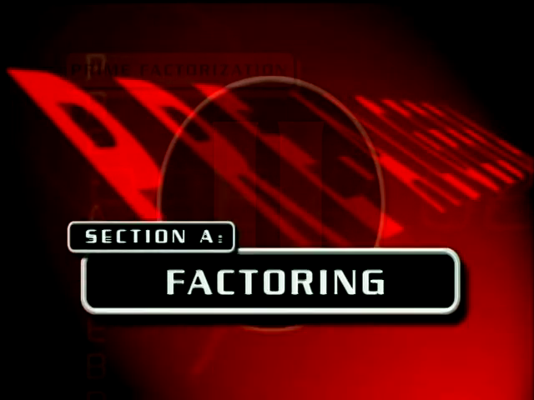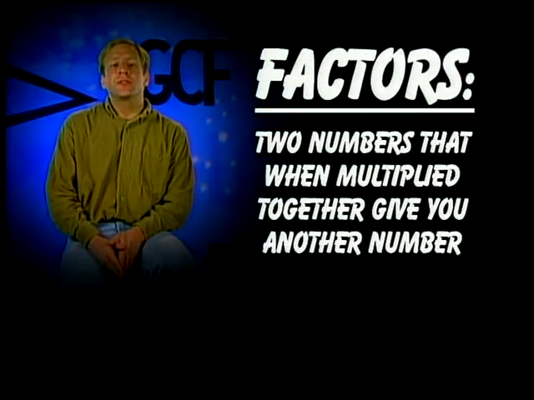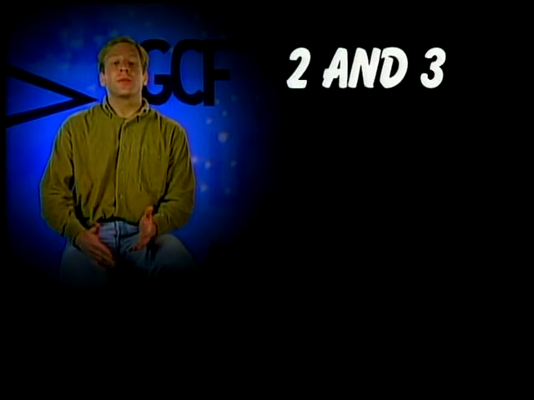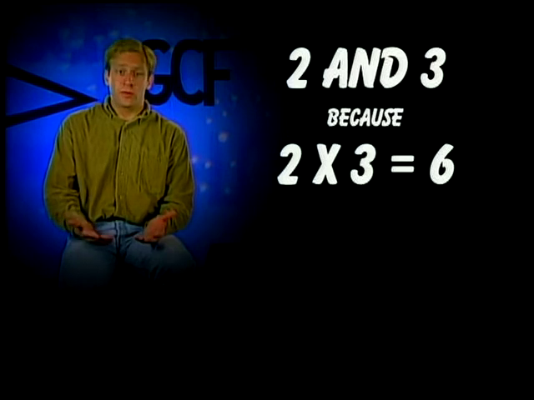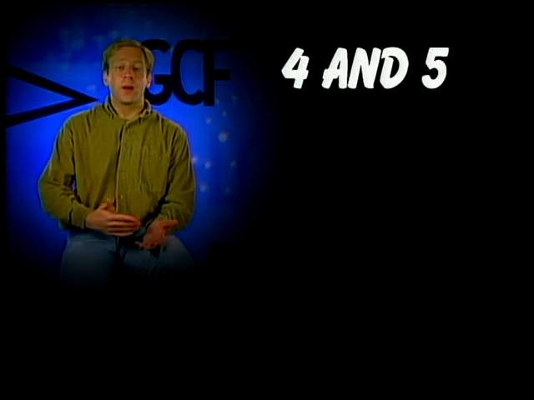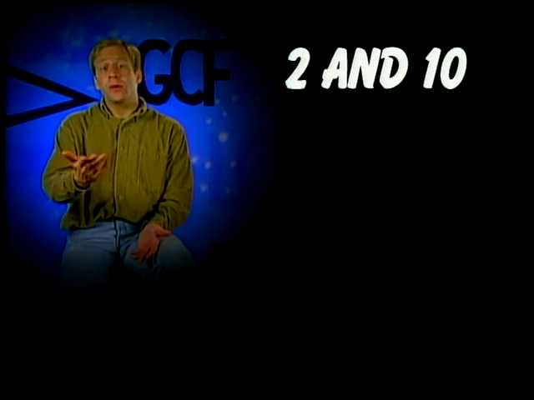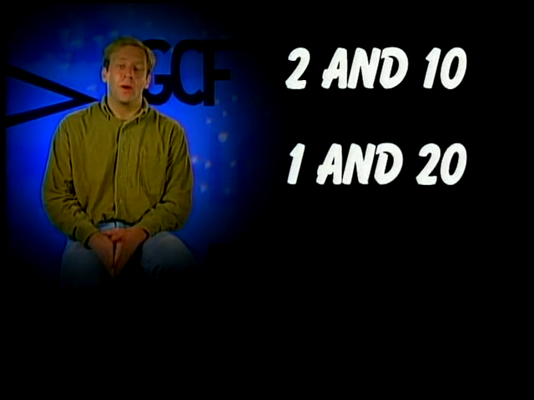Section A, factoring. Factors are two numbers that when multiplied together give you another number. Like 2 and 3 are factors of 6 because 2 times 3 equals 6. And 4 and 5 are factors of 20 because when you multiply them together they equal 20. 2 and 10 would also be factors of 20. So would 1 and 20.